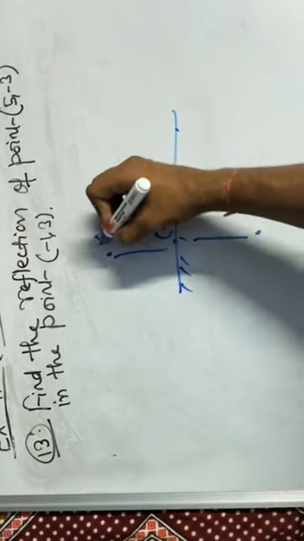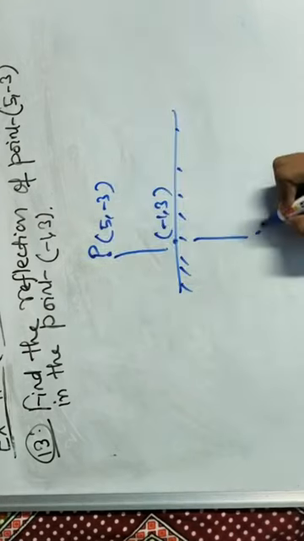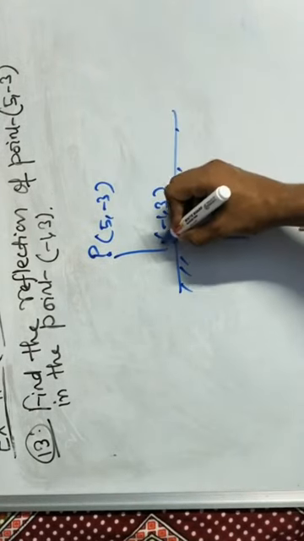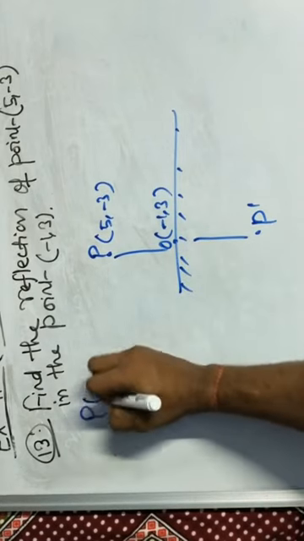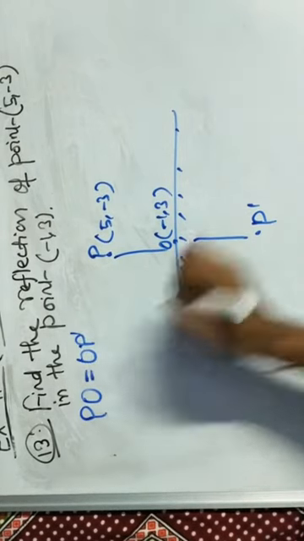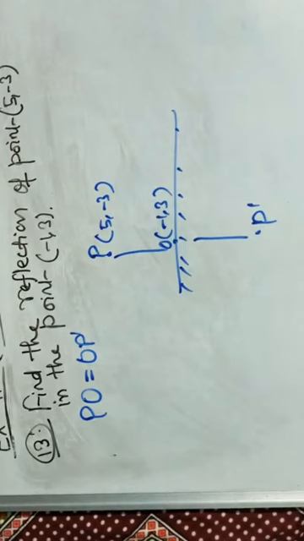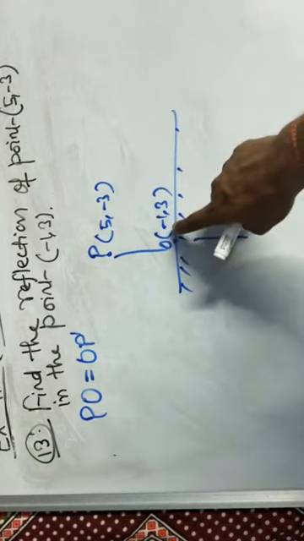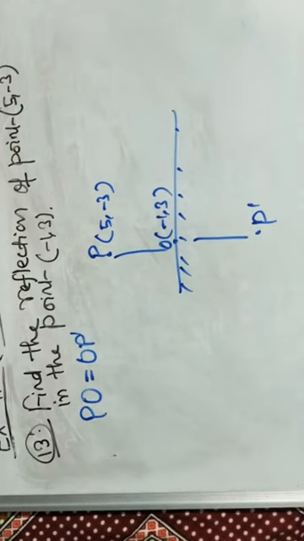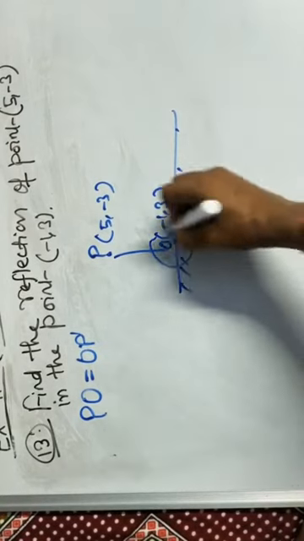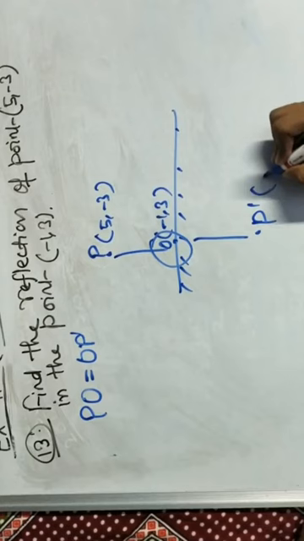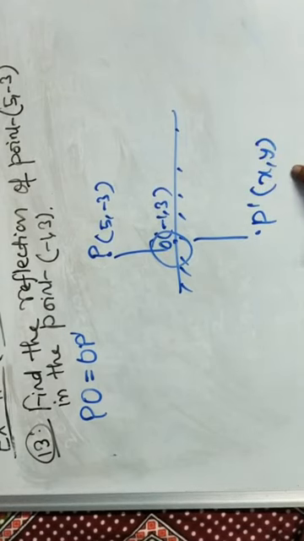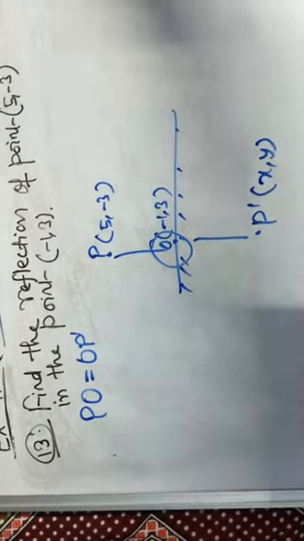So if you assume this point as P and its reflection as P dash, and if this is O, then obviously PO must be equal to OP dash, because P dash is a reflection of the point P about the point O. So that means O is the midpoint of PP dash. So assuming this point as x comma y, we will use the midpoint formula to find the coordinates of P dash.